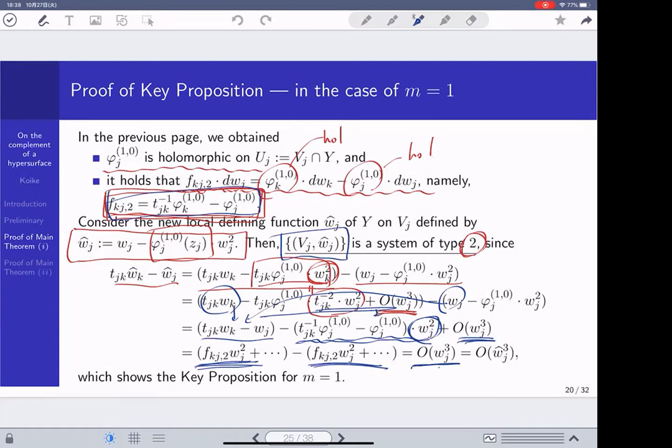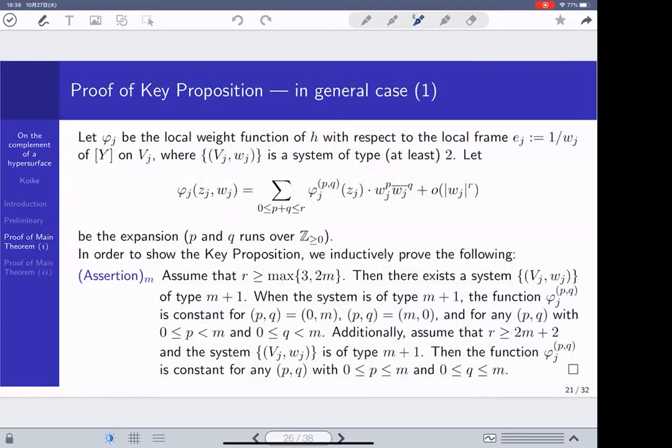And now we finish the proof of the key proposition for m equal to 1. I mean, existence of the system of type 2. So how is the case in general?